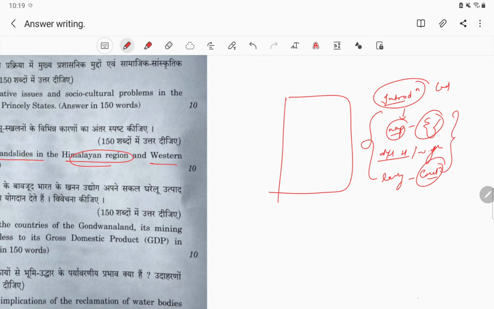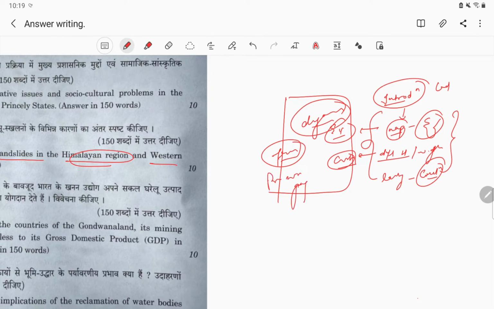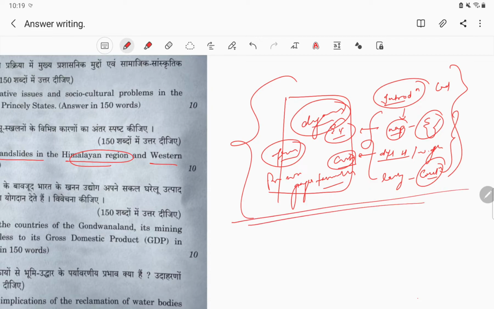Obviously, in between you have example, if you have a case study, you provide, for fetching good marks you present diagram if you have. And apart from all, this question is from geography, and write down this question in geographical terminologies. This is the broad aspect of this answer.